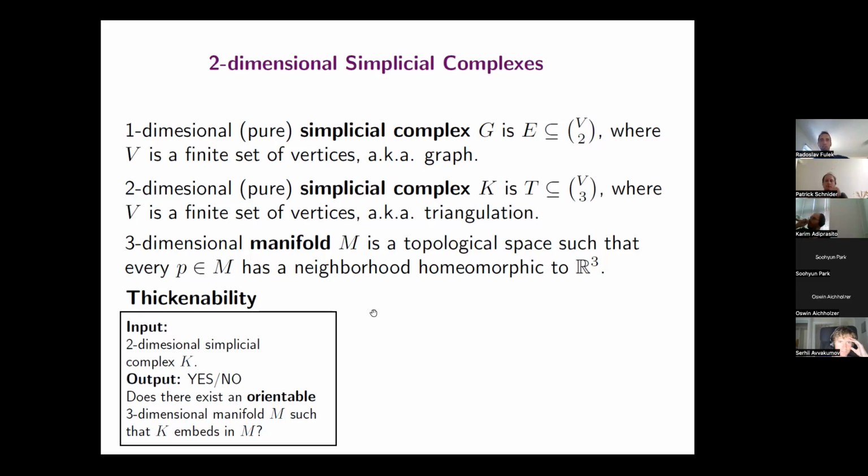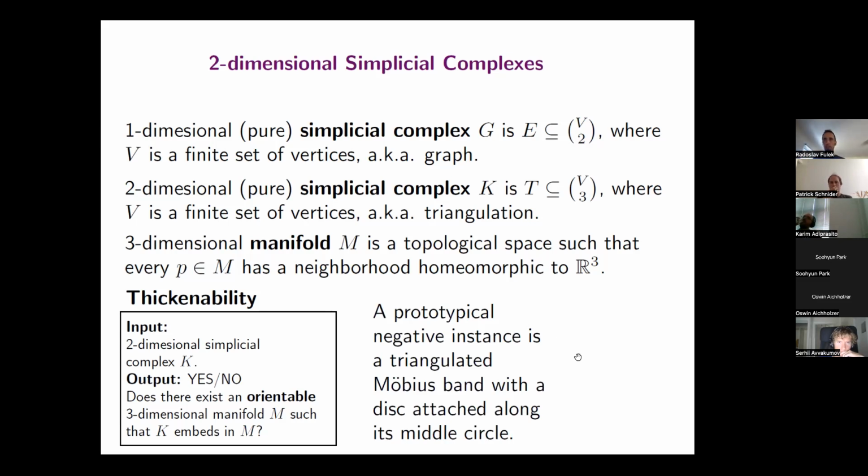So we have a 2-dimensional simplicial complex, and now we want to ask, can this be embedded into some orientable 3-dimensional manifold? That's a space where no matter where you are, your neighborhood looks like a 3-dimensional space, and there is some kind of a consistent orientation here. So a prototypical negative instance, besides the cone over K5 that I just showed, is a Möbius band with a disk attached along its middle circle.